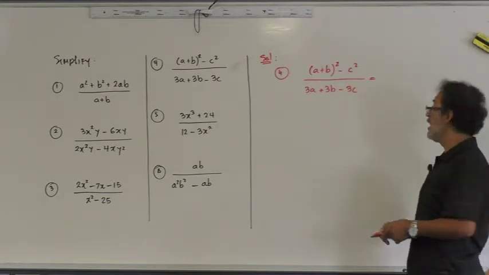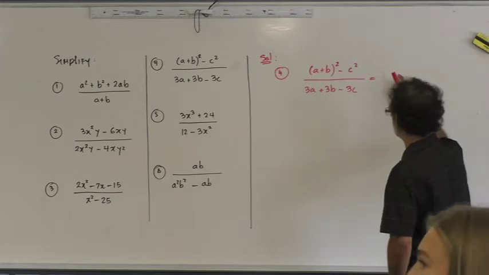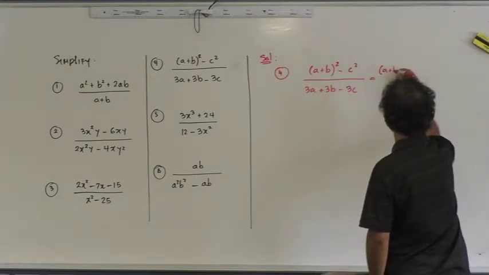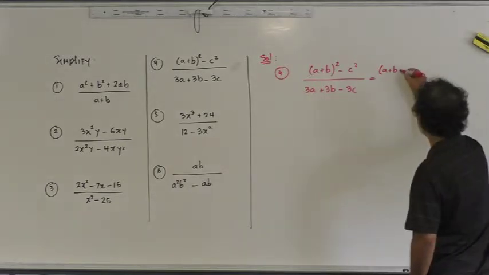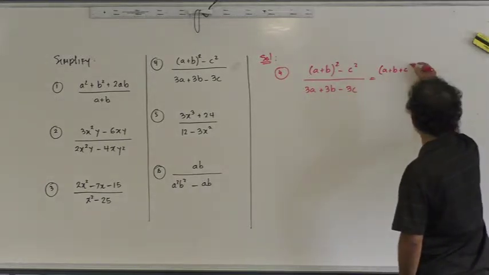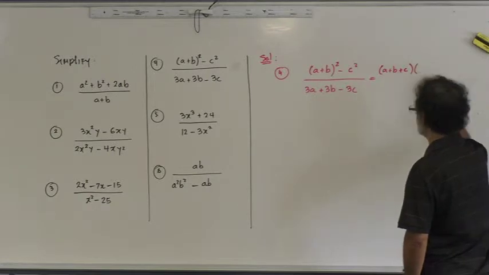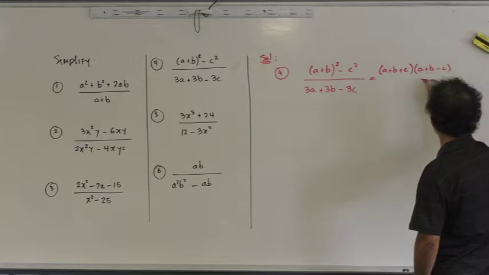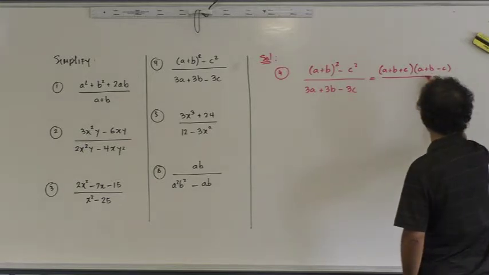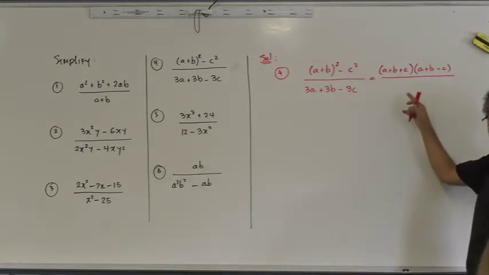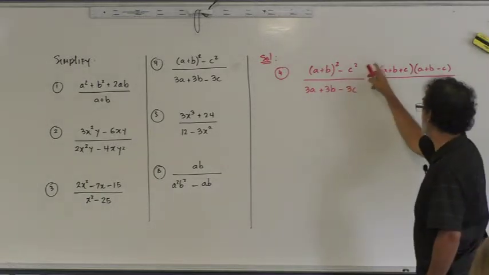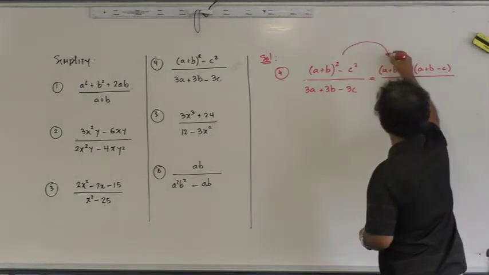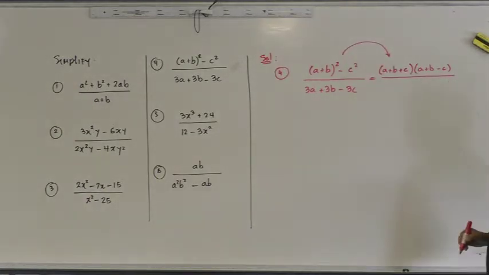Okay, that's it. When you have a difference of two squares, you do the first term, which is a plus b, plus the second term, which we're going to say is c. And then you do exactly the same, so you do a plus b, but then you take away c. Are you okay going from here to here? Yep. Going from here to here is not too bad.